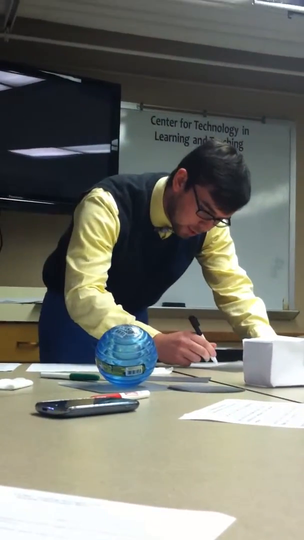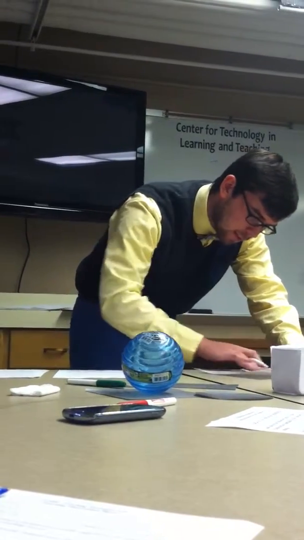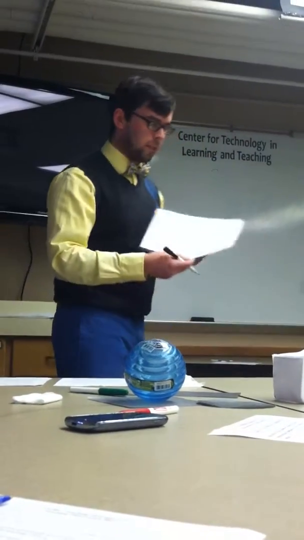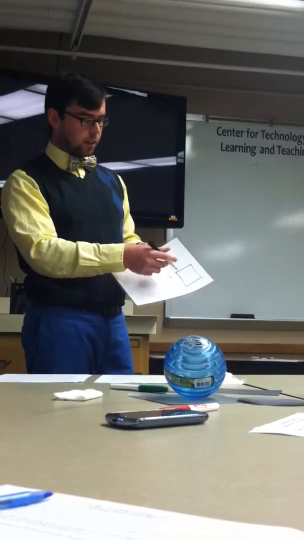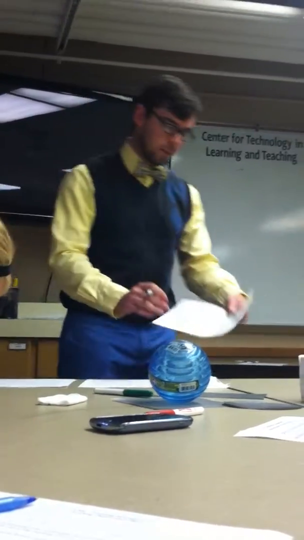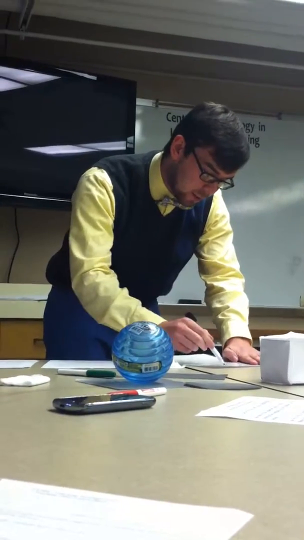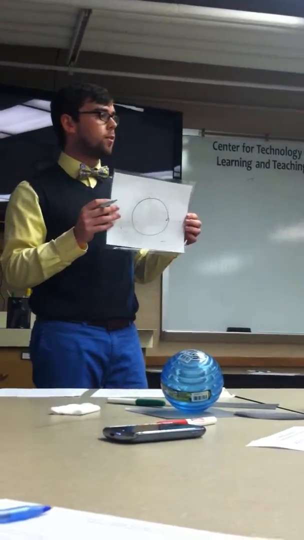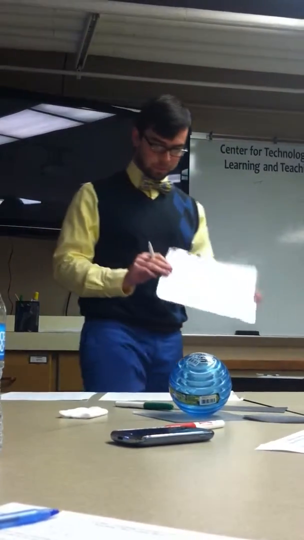Or if we draw a square, we can see that there's four edges because all the lines are connected to each other. Now some shapes might not have any edges, like a circle, because no two lines are connecting each other, and it's just bent all the way around.